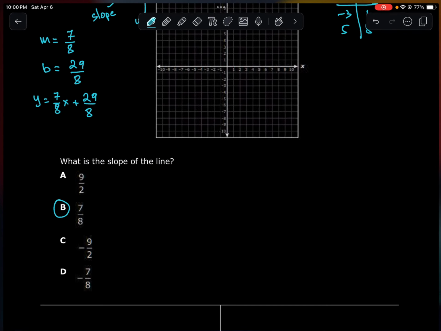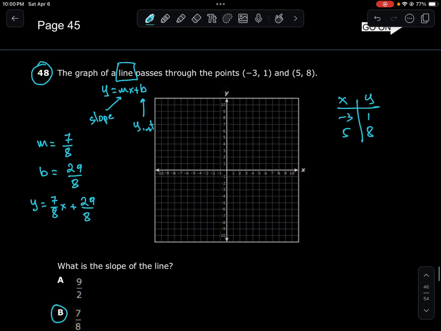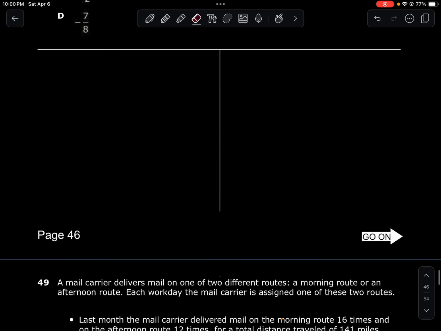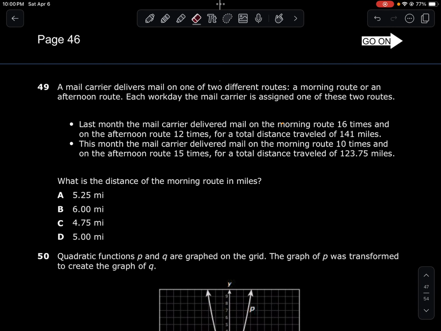Okay, that was number 48. Bye bye number 48. Let's go to number 49. A mail carrier delivers mail on one of two different routes. A morning route, that's probably going to be the x, or an afternoon route, that's probably going to be the y. Each workday the mail carrier is assigned one of these two routes. Last month the mail carrier delivered mail on the morning route 16 times.